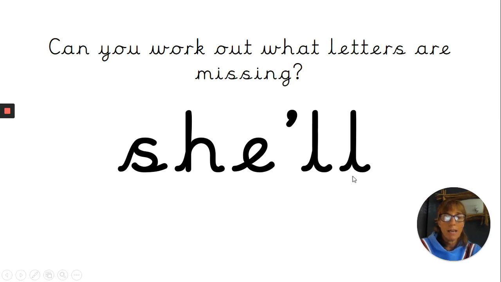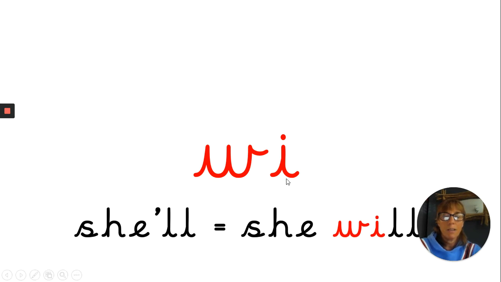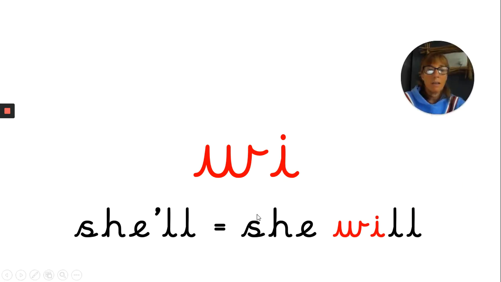She'll come to my house. We can make two words and the two missing letters are the W and the I. She will come to my house. She'll come to my house. It's the W and the I again. So the apostrophe is replacing two letters there.